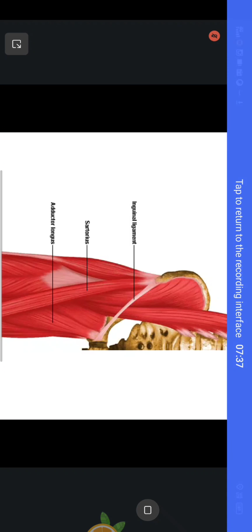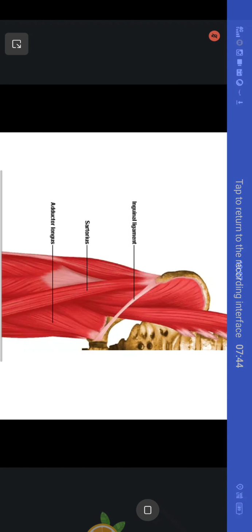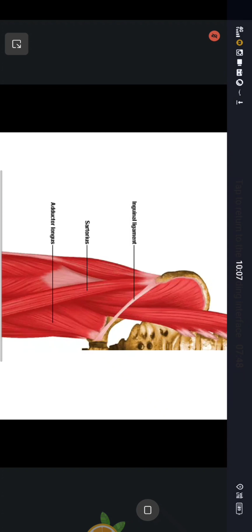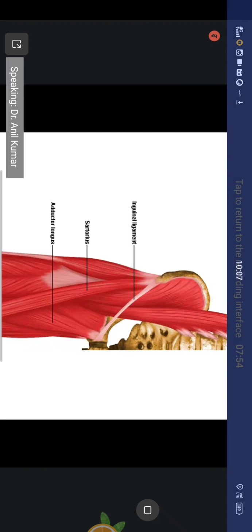Already I've shown you the diagram. The roof is formed by skin, superficial fascia and deep fascia. And here you will see an opening in the superficial fascia, which is called the cribriform fascia, or saphenous opening, through which the saphenous vein enters into the femur.